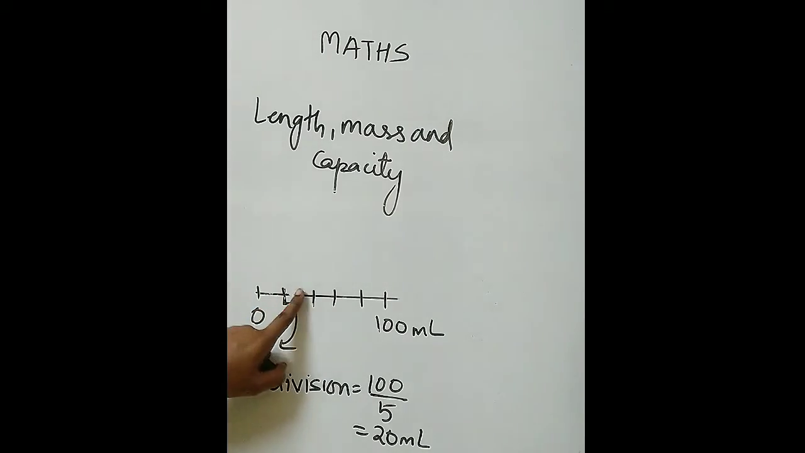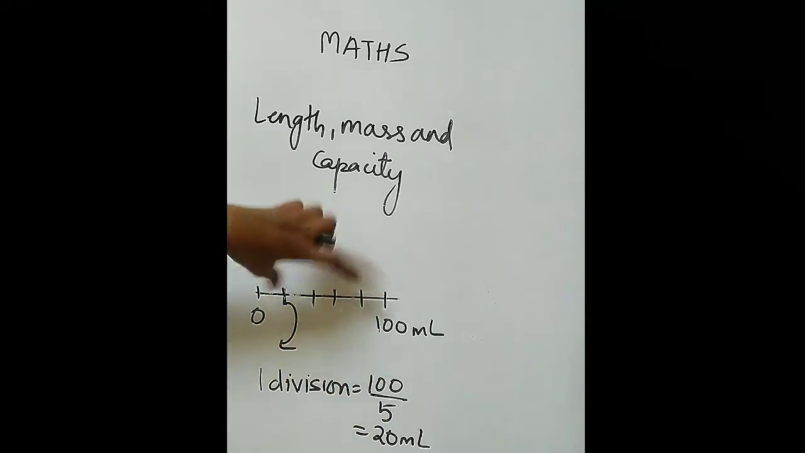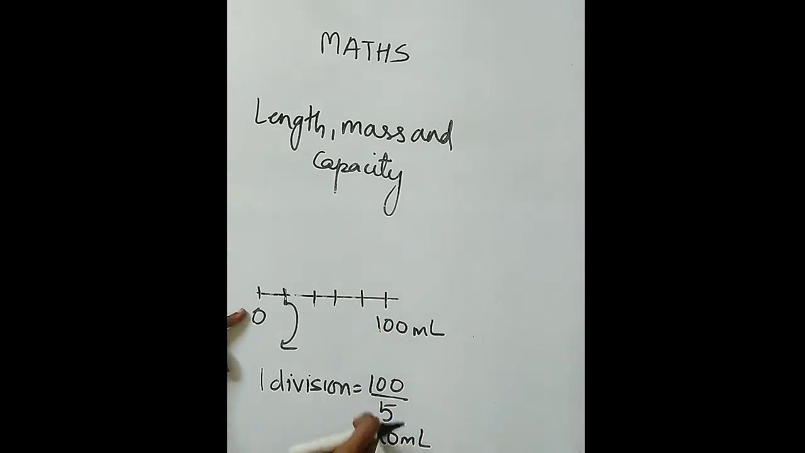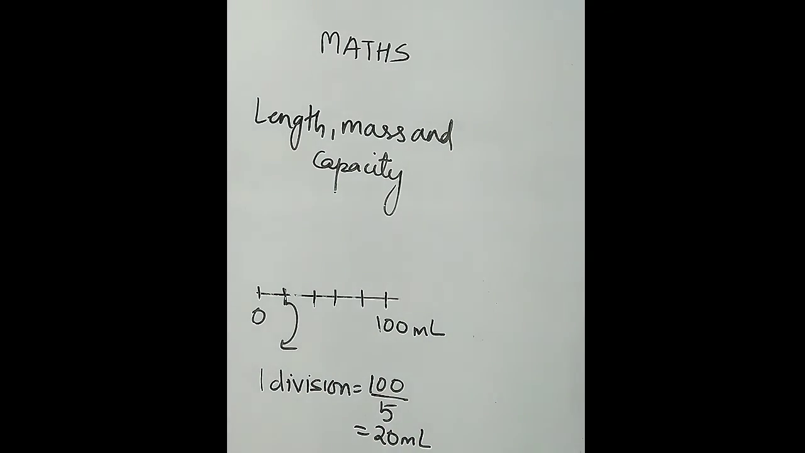Very simple. You have to count the number of divisions, and divide the whole scale value by it. This is from 0 to 100, so 100 divided by 5 is 20 ml. So each value is 20 ml, student. You have to see the unit, then you have to decide. Okay students, so this is all about today's lecture, length, mass and capacity, and it's a very simple chapter.